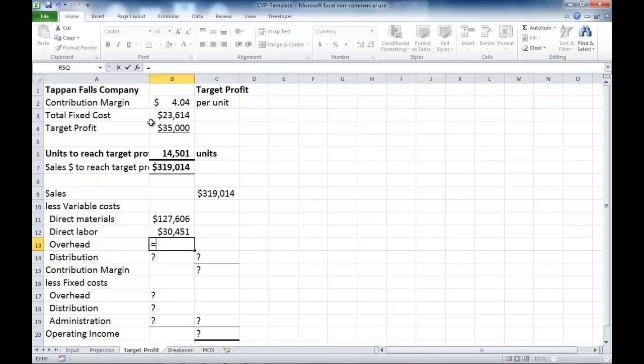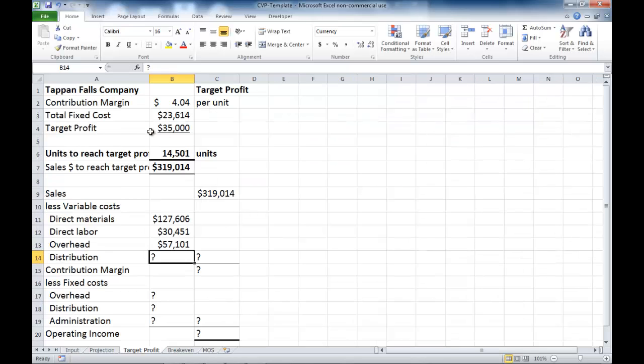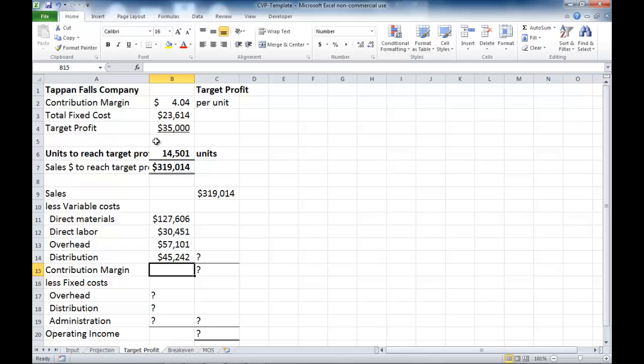Do the same thing with overhead. And then distribution. Now notice I'm using the 14,501 in the projection. I used the 6,500 units that I was projecting. Okay, that's all my variable costs.